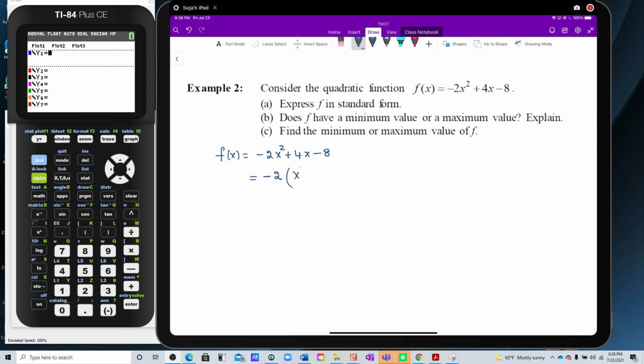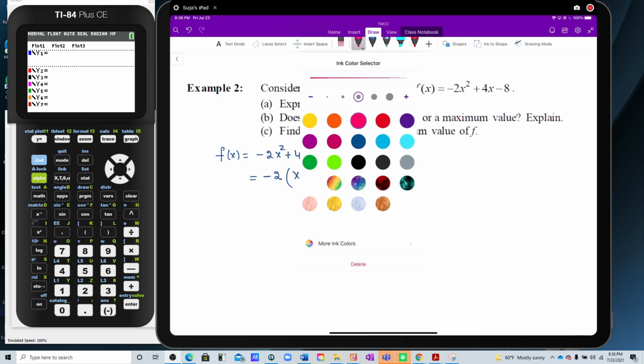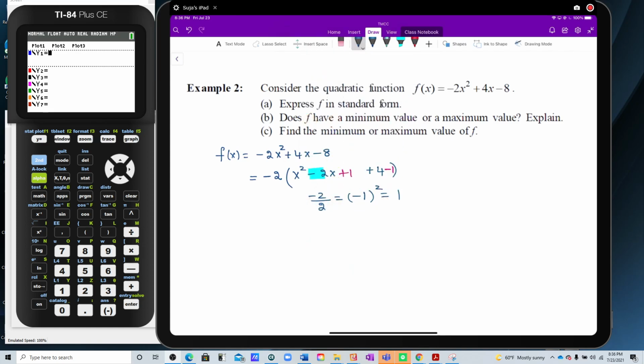So this would be x squared minus 2x, and if I factor a -2 from -8, I will have a +4. Now I'm going to take half the coefficient of x, which is -2 divided by 2, -1, and square it, which would be +1, and I will be adding and subtracting it on the same side. By doing so, I'm getting -2.